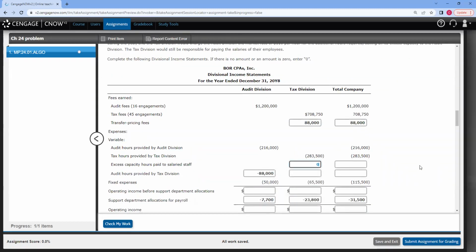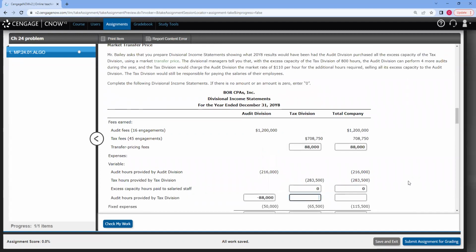Under these next three scenarios, there is no longer an excess capacity because we're selling it to the other division. So we really don't need that line here, but it's in here just to make it clear to us that there was excess capacity, but there is no longer. So we can enter zeros because it tells us if there is no amount or if it's zero, enter zero. They don't want you to just leave it blank in this circumstance.